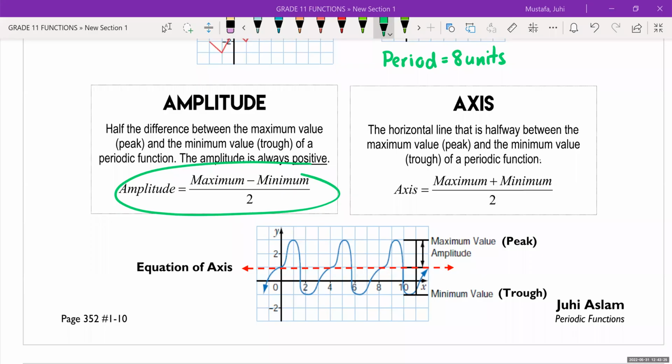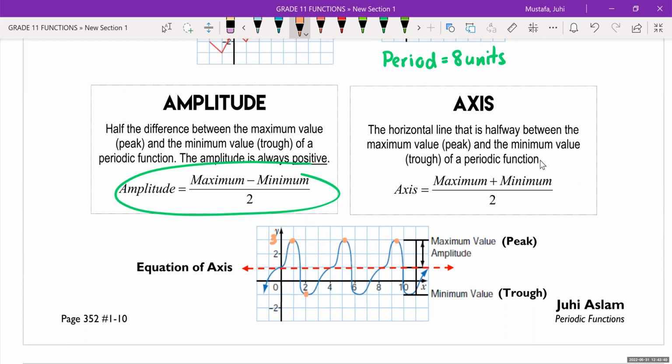Hold on. Okay, so let's look at the graph and try to figure out how this works. The maximum value are all of these points over here. They're as high as it can get, right? And that's known as the peak. And in this graph, it would be the number 3.